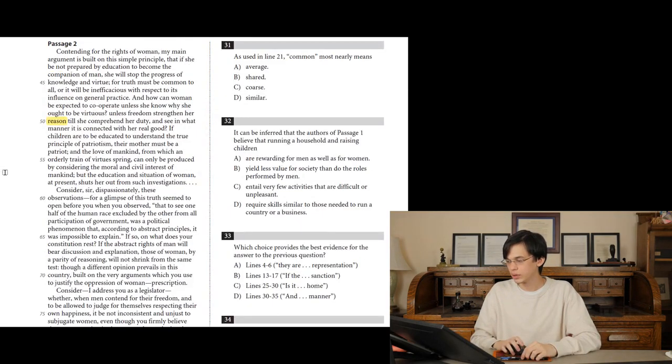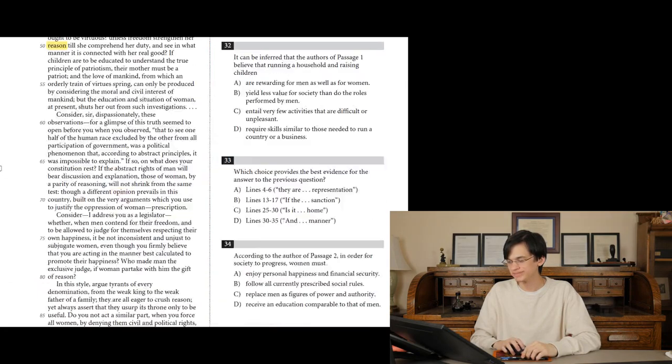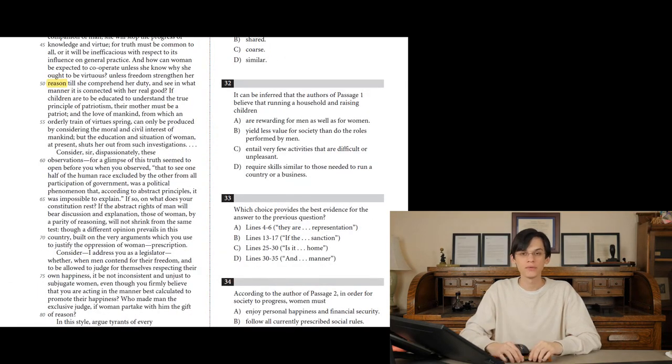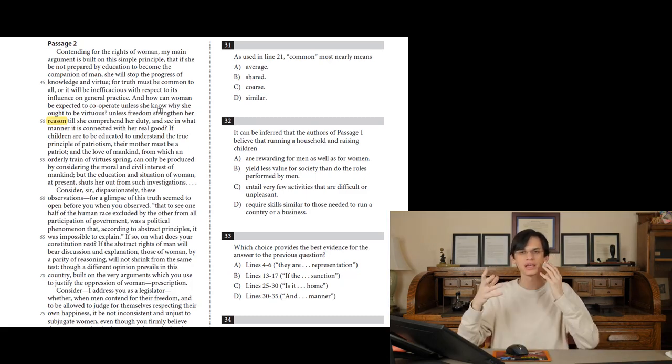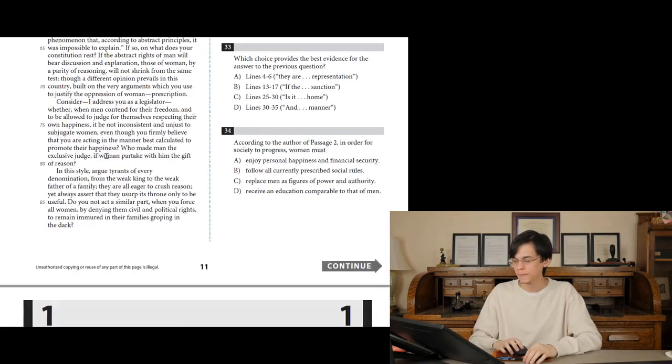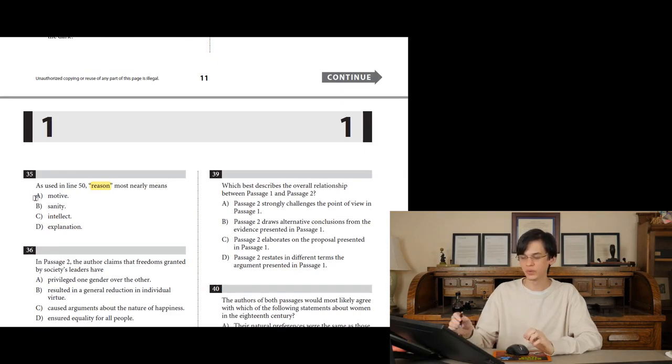Until freedom strengthen her motive. That's like what I was talking about before. A motive is like, why do you want to do something? What's the reason why you want to get a good score on the SAT? So I can go to college. We're not talking about that kind of reason. Freedom strengthen her reason, her ability to think till she comprehends. This is all about thinking, knowledge, education. It's not about a motive. What's the reason why you want to do something in that case? So it's not going to be A.